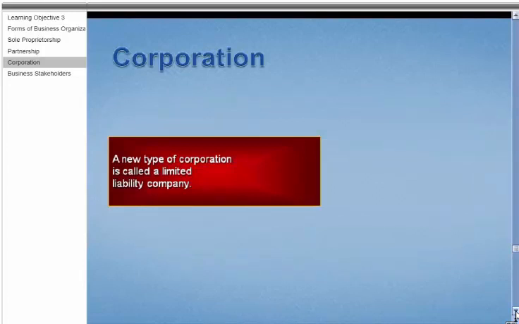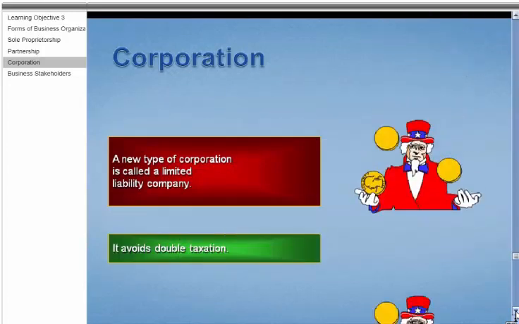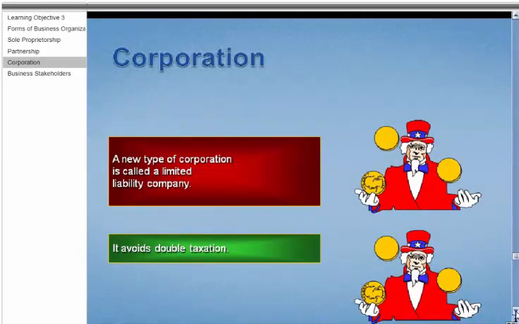Okay, we've also seen a new type of corporation that's made its way in the United States, and it's a limited liability corporation. Okay, the advantage of a limited liability corporation is that it is a corporation and has the advantages of the limited liability, but it is taxed in the way that a sole proprietorship is taxed or a partnership, so it avoids double taxation. Now, let me explain double taxation.